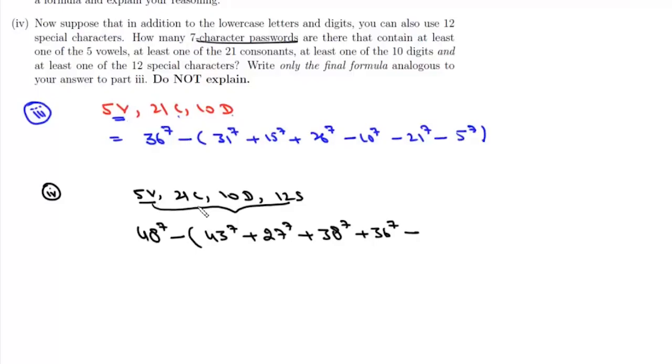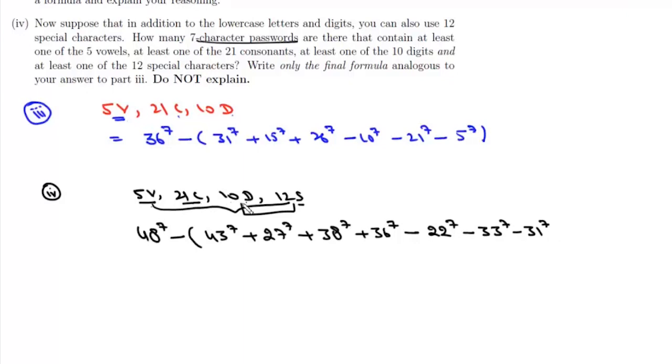Now if vowels and consonants are missing, then the password is formed with digits and special characters, and there will be 22 to the power 7. Now if vowels and digits are missing, then we have 33 choices. So it will be 33 to the power 7. And if vowels and special characters are missing, then we'll have 31 choices. So there will be 31 to the power 7.